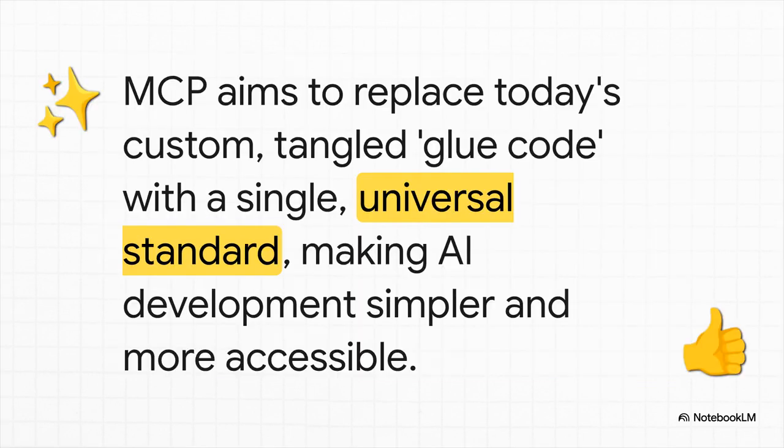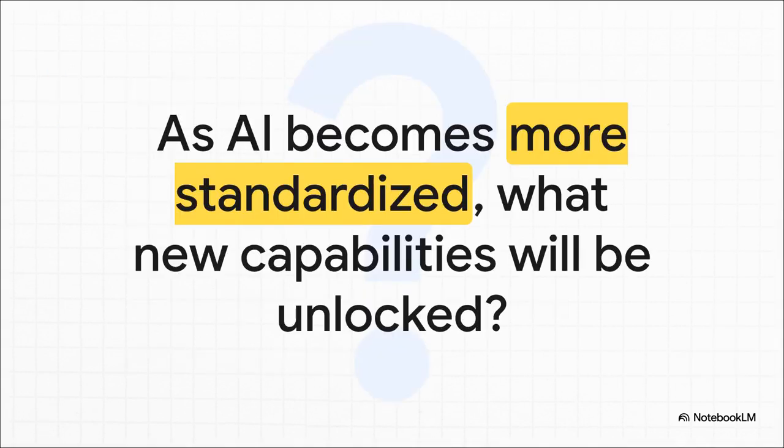So, to sum it all up, the Model Context Protocol is trying to replace that tangled mess of custom AI integrations with a single, universal standard. The promise is simpler, faster, and more powerful AI development for everyone. And that really leaves us with one big question. Whenever a universal standard like this comes along, it doesn't just make the things we're already doing easier. It unlocks completely new things we haven't even thought of yet. So what new capabilities will we unlock when all of AI finally speaks the same language?